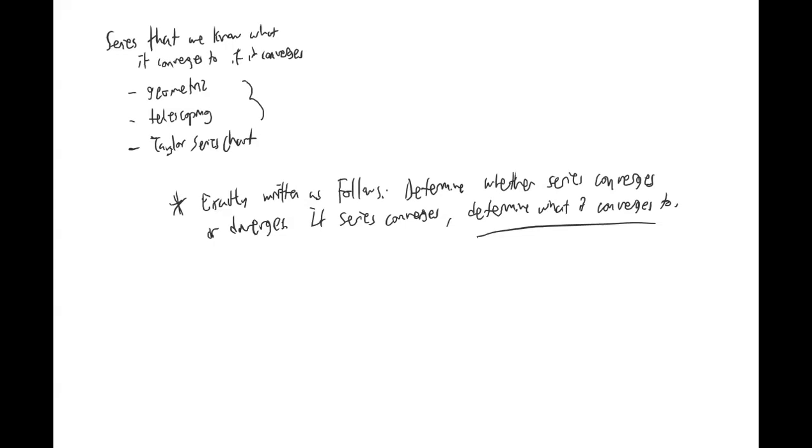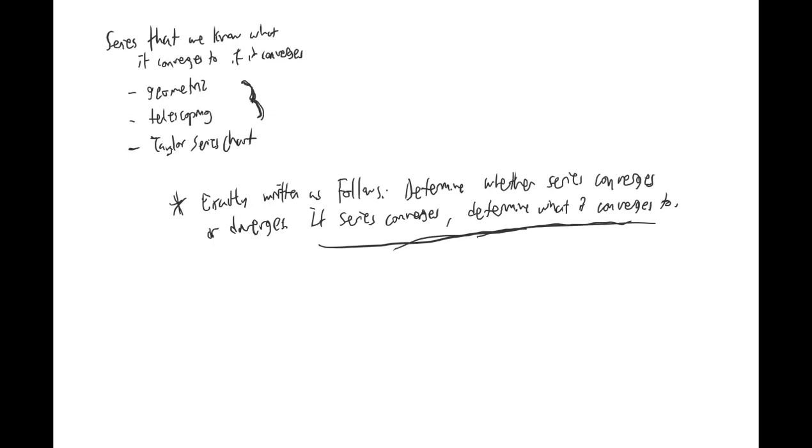If it didn't have the second part, anything's fair game, right? At that point, there's nothing you could do except use your tests, like the integral test, comparison test, alternating series test. Those tell you whether it converges or diverges, but they don't tell you what number it converges to. So if they ask you what number it converges to, it can only be one of these three: geometric, telescoping, or the Taylor series chart.